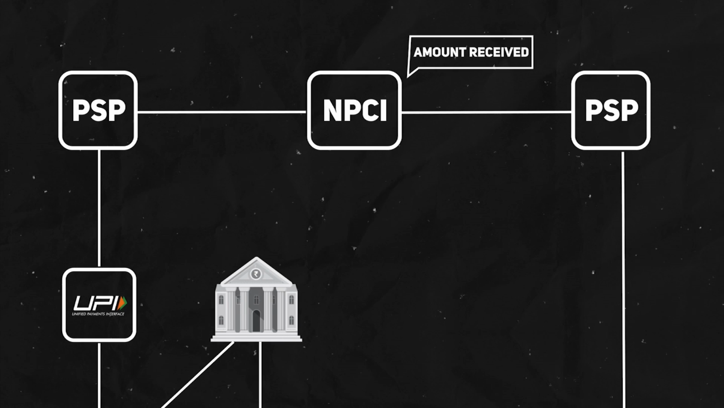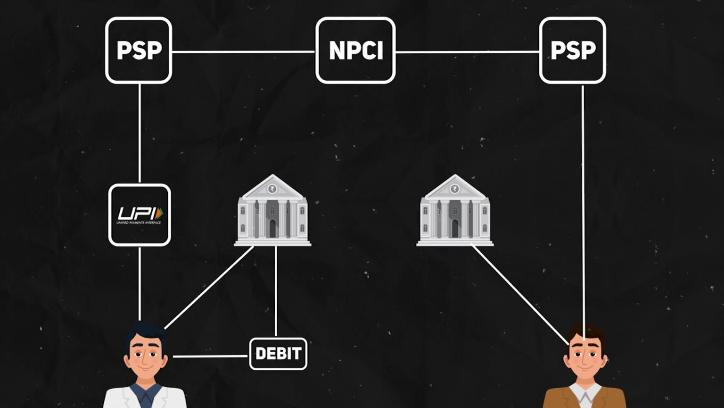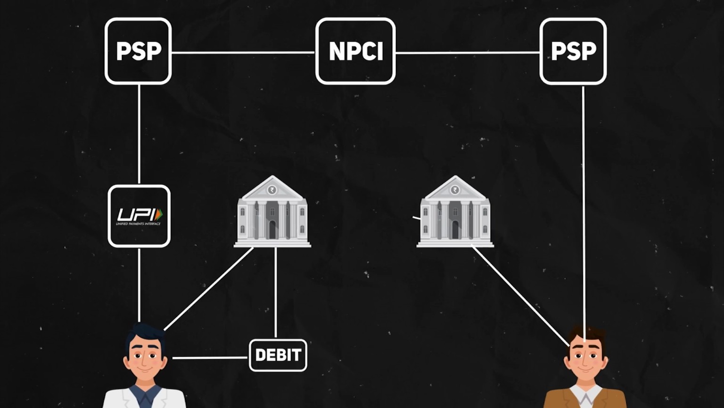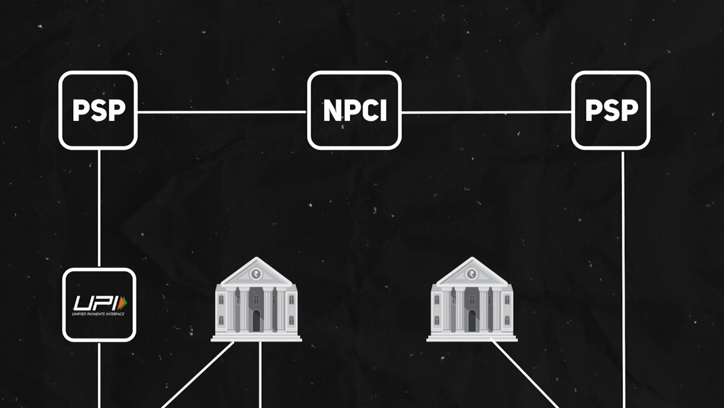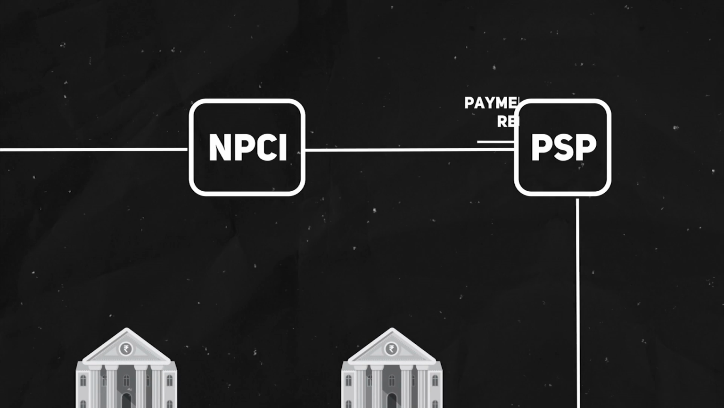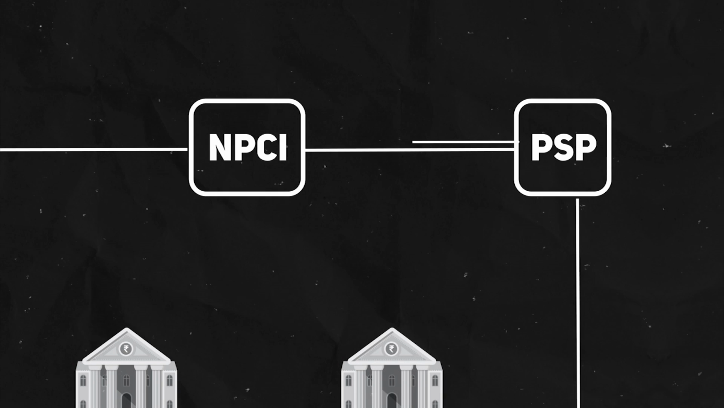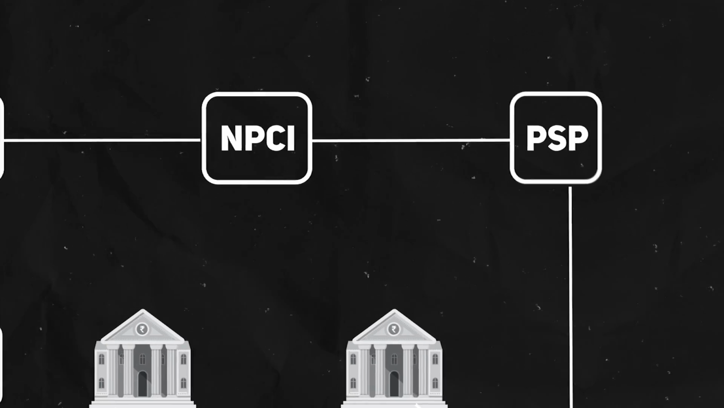Now, after receiving this response, NPCI will send the funds to credit with a credit request to Raju's bank, which will send back a credit confirmation to NPCI upon receiving the funds. And finally, NPCI will send a payment status request to Raju's PSP, who will end the process by sending back a payment status confirmation to NPCI to close the whole process.